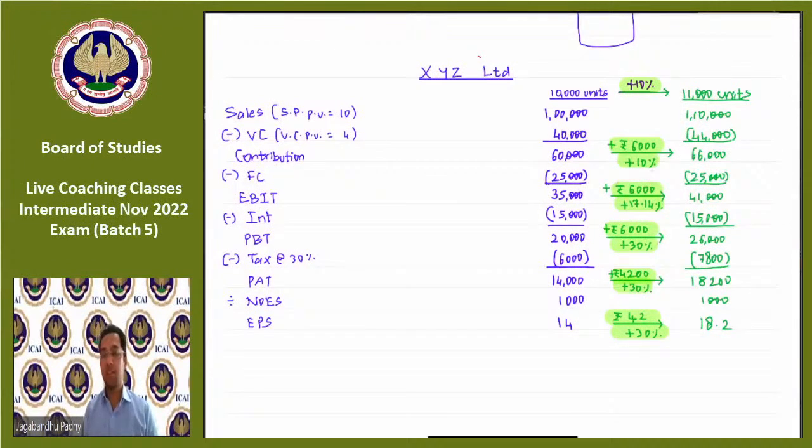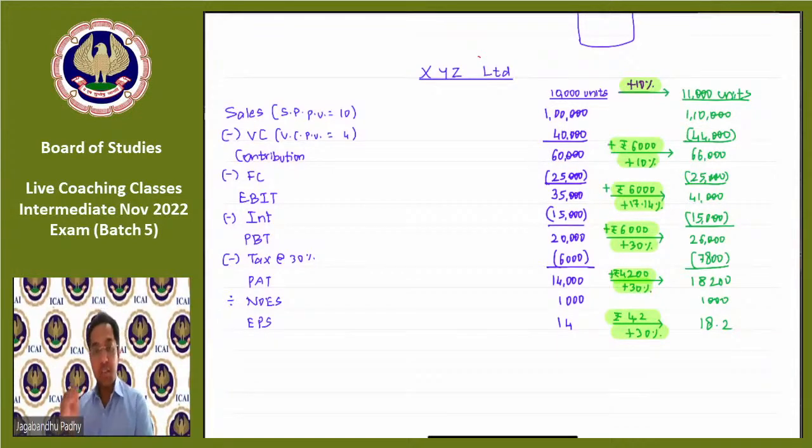It means I'm having all the benefits increasing to me at a 10% rate, but one portion of the cost, which is the fixed cost, is not changing. That's remaining constant, and that's the reason that since the fixed cost is remaining constant, our EBIT increases at a better percentage as compared to the sales and the contribution.